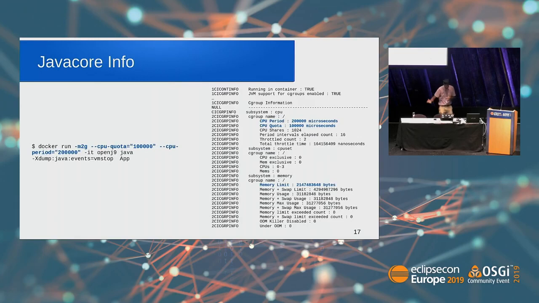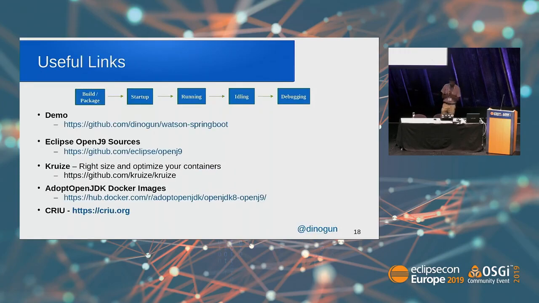We also have something called a Java core. When you do a dump, it gives you information about the running application. We have added additional fields in there to determine whether or not the application was running in a container, and also about any limits that were imposed on the container, so that it helps you when you're debugging as well. Okay, so that's all I had.